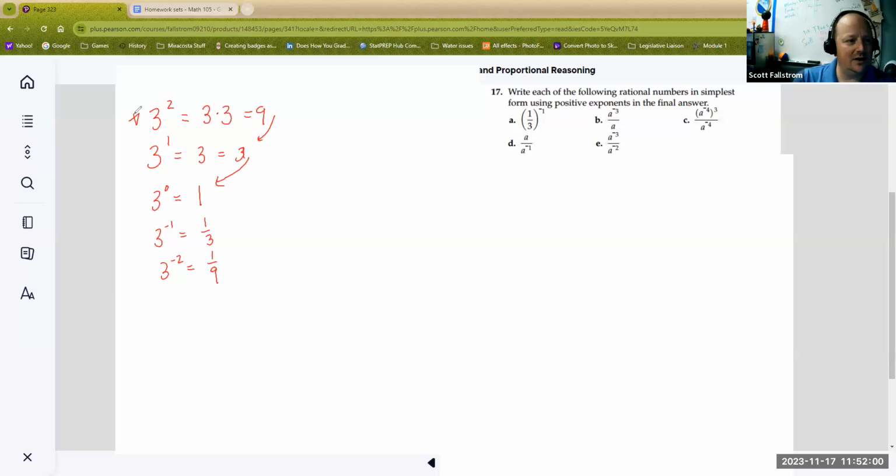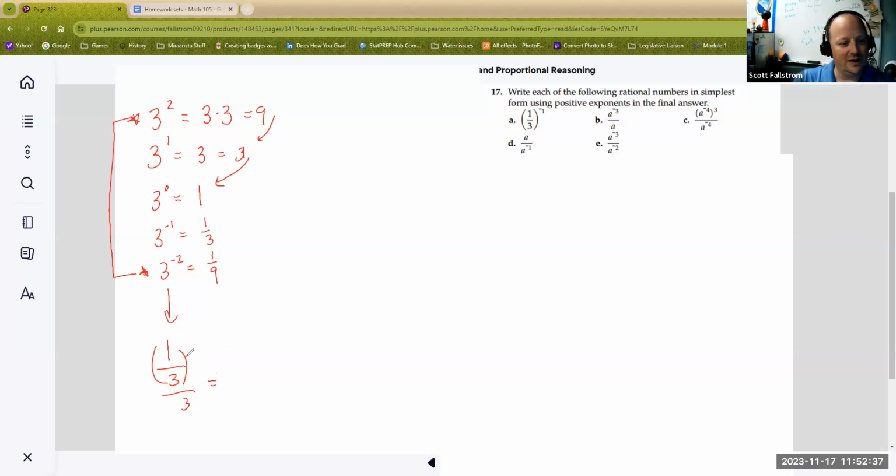But I want to connect the idea of these first two because I think it's very helpful. When you think of an exponent being positive, we can think of it as repeated multiplication. When you think of a negative exponent, you could think about it as repeated division. So dividing by 3, then dividing by 3 again. I would start with the number 1, divide by 3, and then take that and divide by 3 again. That's repeating the division twice.